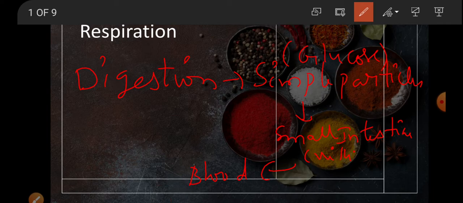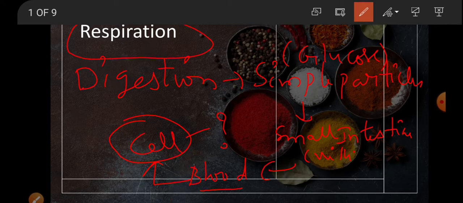Now such digested food, when it is absorbed into the blood, is transported through the blood to each and every functioning cell, and it is present in the cell. But how does this food material give us energy? What exactly happens in the cell that energy production takes place? To understand how the food material gives us energy, we have to learn another life process, that is called respiration.